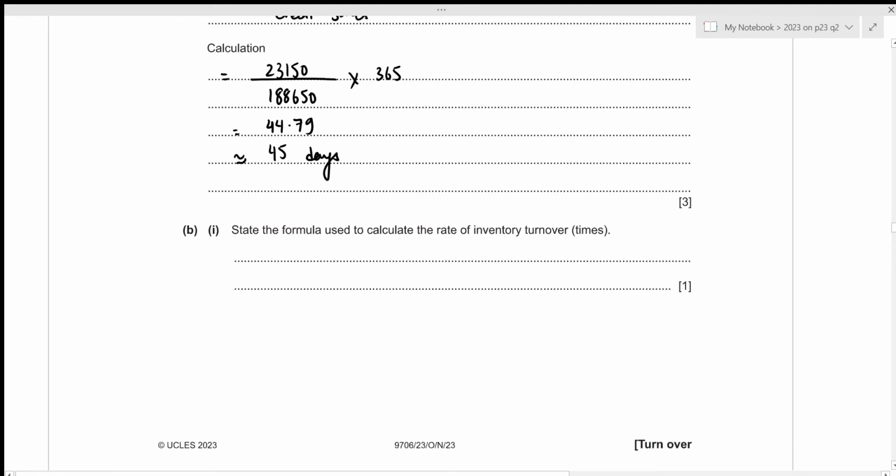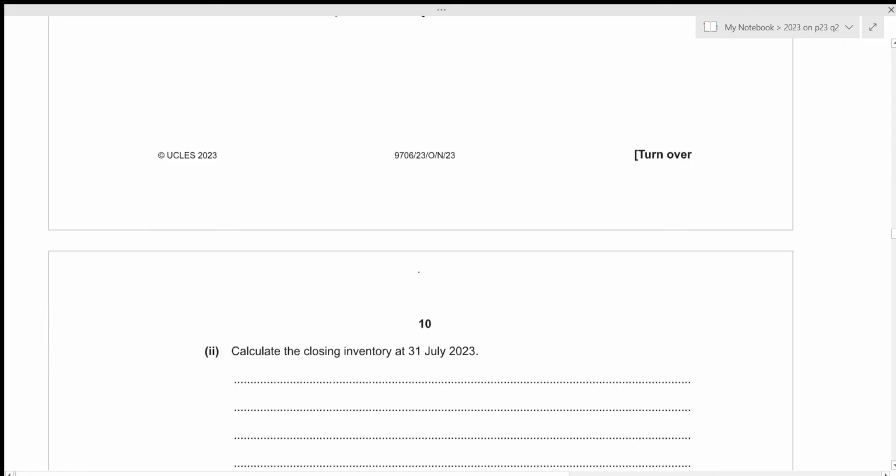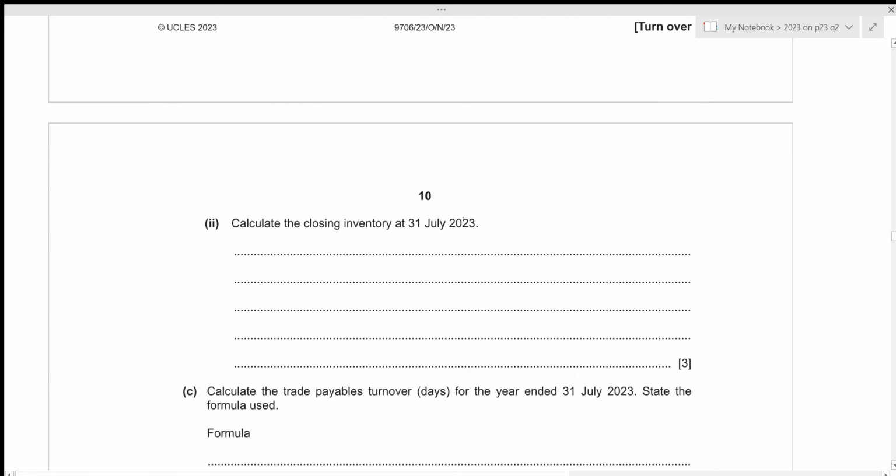Now for the second part, we need to state the formula used to calculate the rate of inventory turnover in times. Again, this is very simple as well. We just divide the cost of sales by our average inventory. Okay. Now we need to calculate the closing inventory at 31st July 2023.